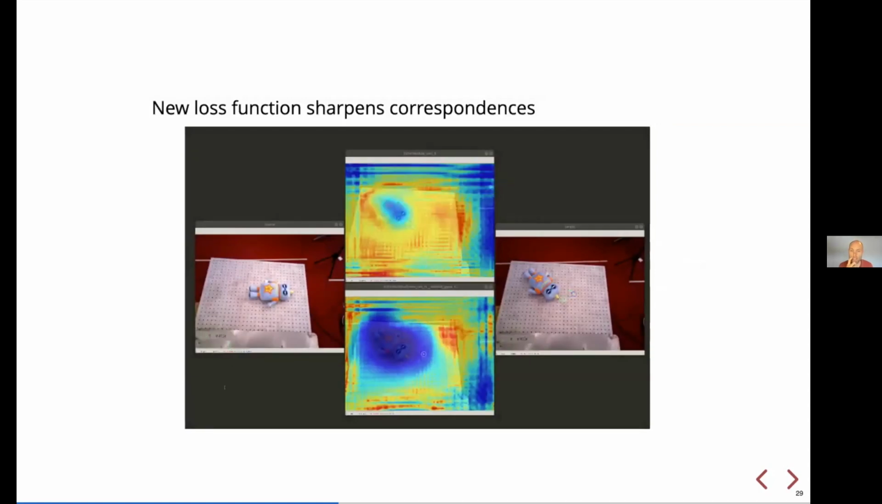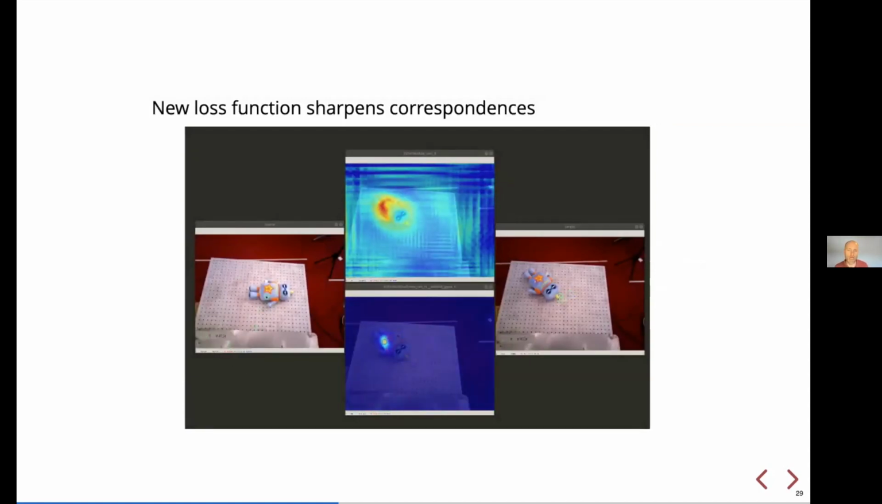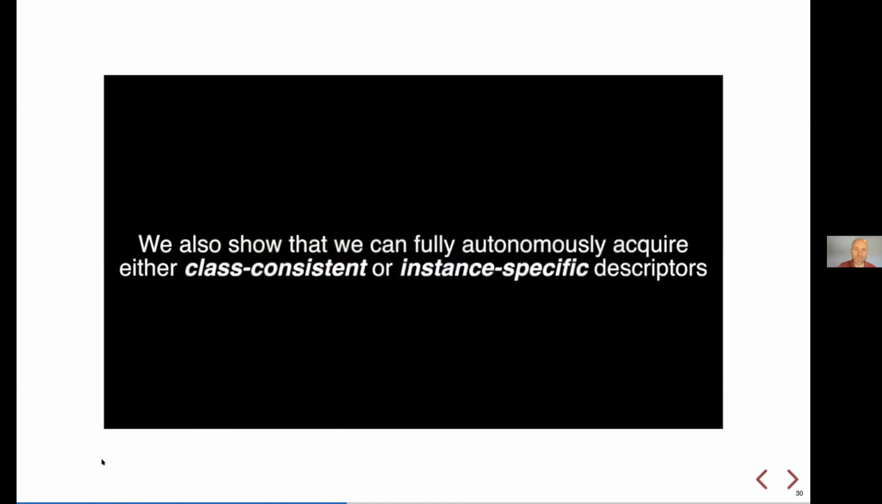If anybody has followed the early work on this, we've gotten better at training the correspondence networks. The one on the top is sort of what it looked like when we originally published the paper, but now we're getting much sharper correspondences with the slightly updated training procedure.